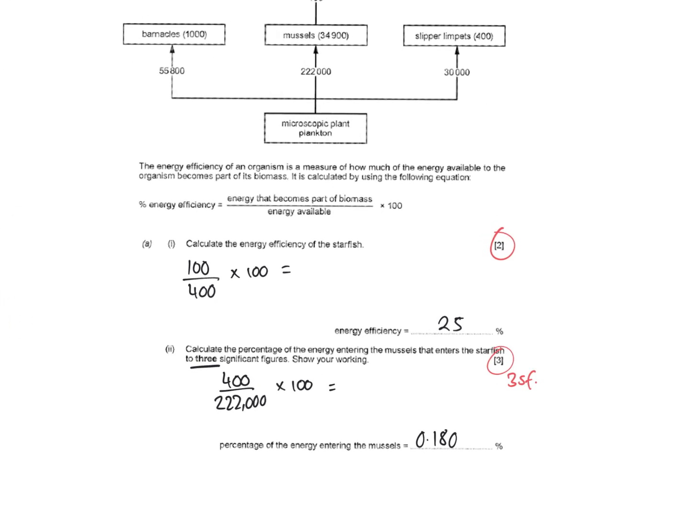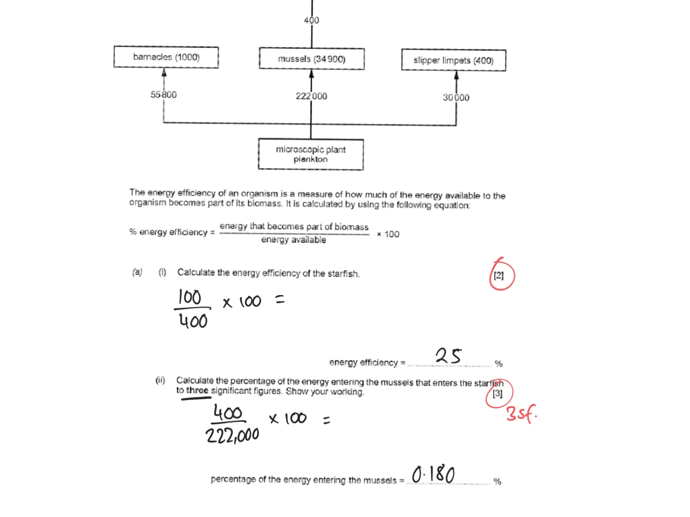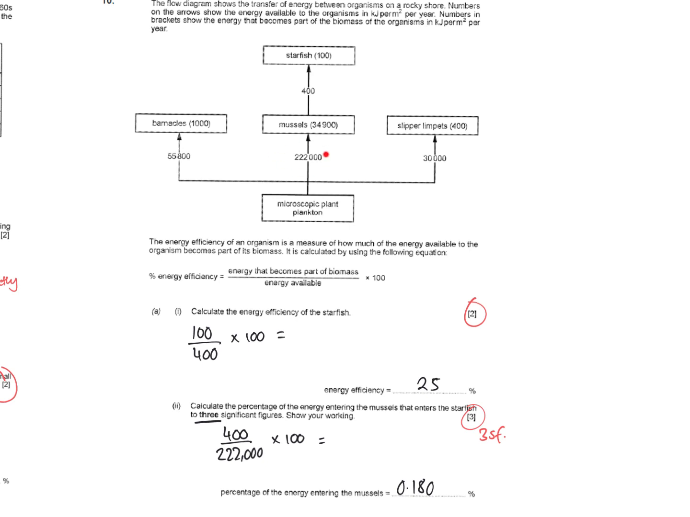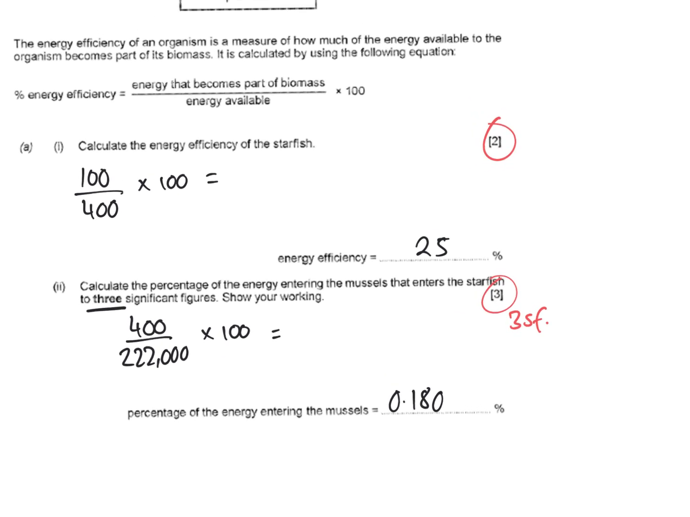At the bottom there, calculate the percentage of energy entering the muscles that enters the starfish to 3 significant figures. So when we're looking at this, we have the energy that enters the muscles, which is 222,000, and the energy that enters the starfish at 400. So in our calculation, we're going to do 400 divided by 222,000, times that by 100, and that's going to give us a percentage of 0.180. It must be to 3 significant figures for those 3 marks.